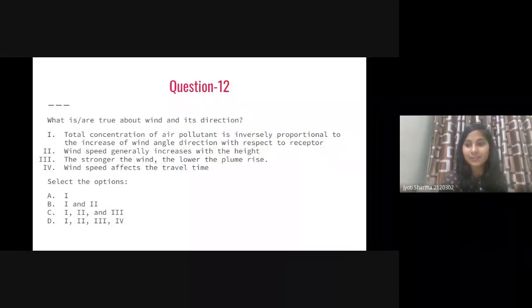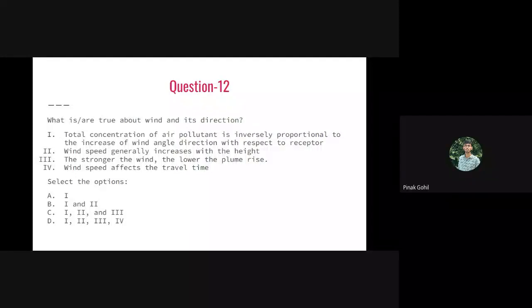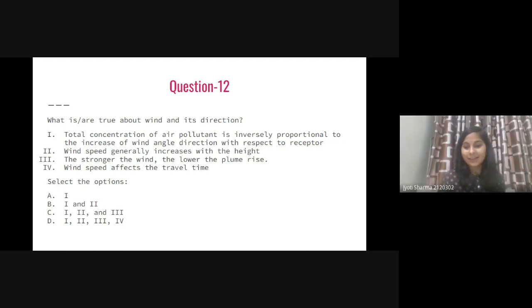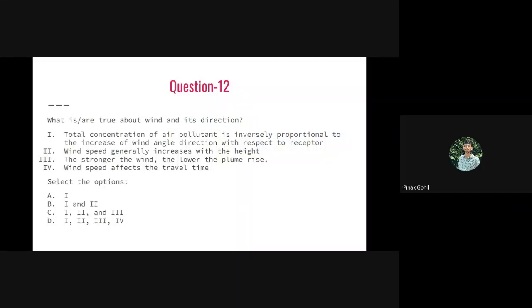Pinak, can you guess? Ma'am, I'm understanding the concepts one by one: wind speed generally increases with the height, as you said. And the third statement is, the stronger the wind, the lower the plume rise. I think it is right. So I think D will be the answer, I guess. Yes, D will be the answer. And Alka also gave me answer D. And for the fourth, the wind speed affects the travel time.